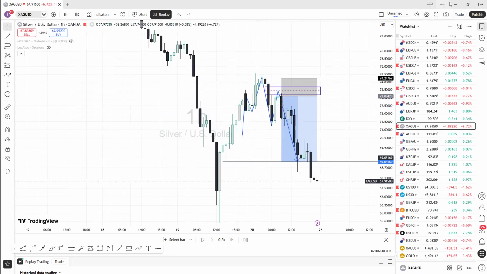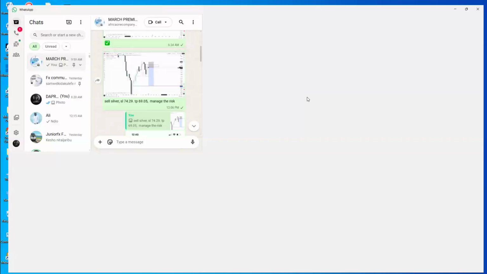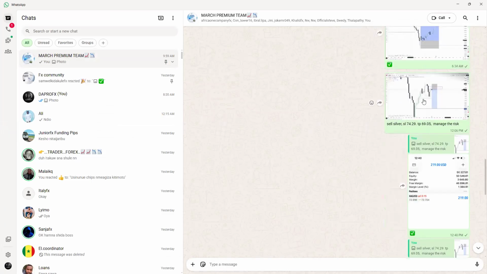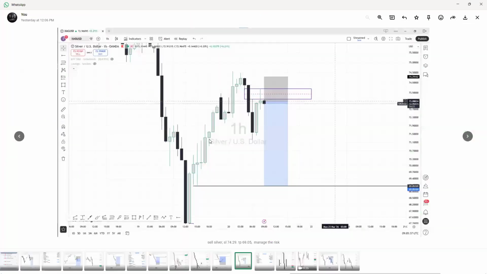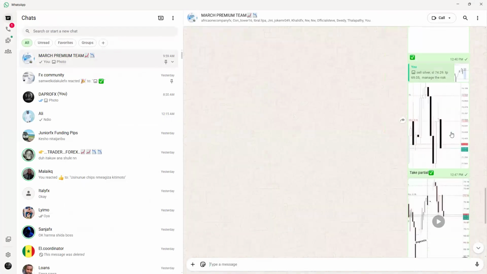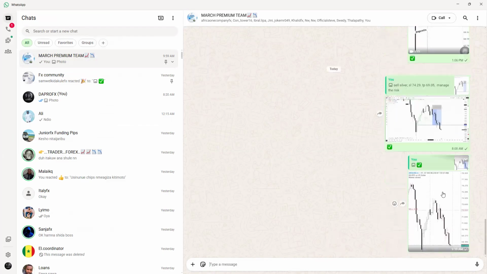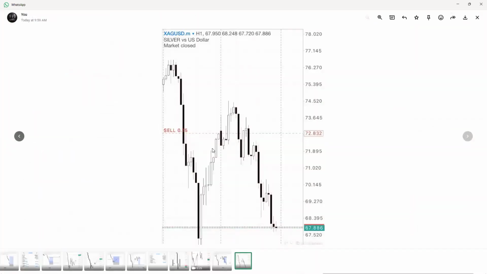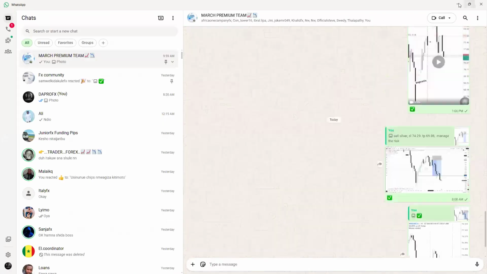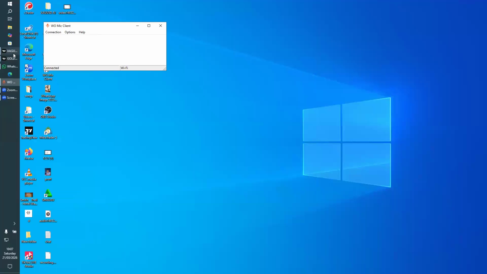So let me show you how the trade looks on the community. And that is our premium. And it was this trade. You can see before the movement we took a short position. You can see the sell and the final execution. You can see we took a short position with 0.15 lot size. It is a very clear trade.